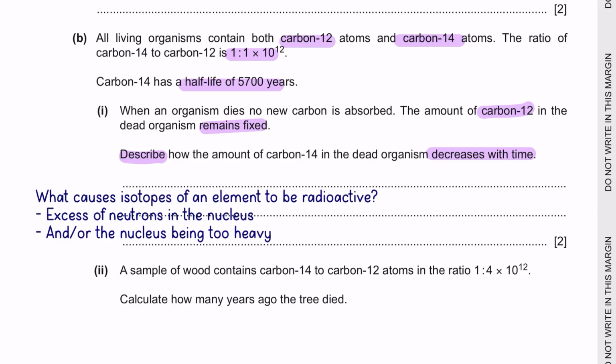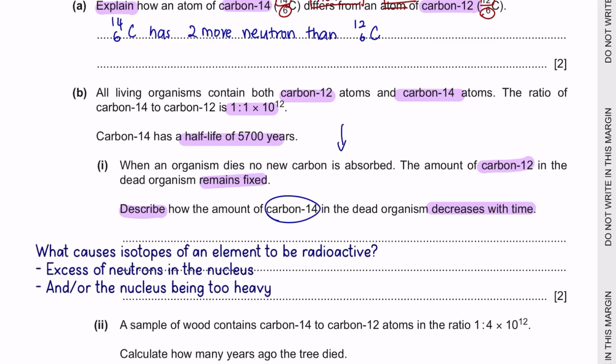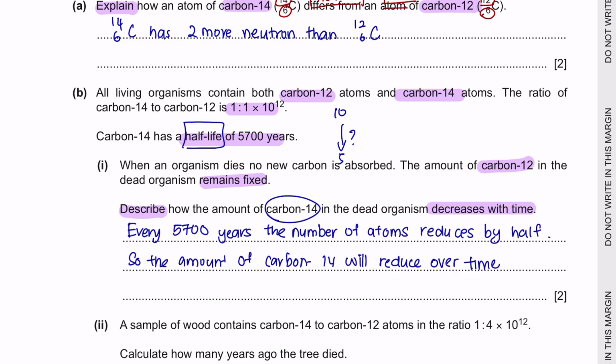Now, what causes an isotope of an element to be radioactive is when there is an excess of neutrons in the nucleus. So the nucleus is too heavy. In order for it to become stable, the element will reduce to become half, and the time taken for this is what you call half-life. So every 5,700 years, the number of atoms will reduce by half. So the number of carbon-14 will decrease over time.